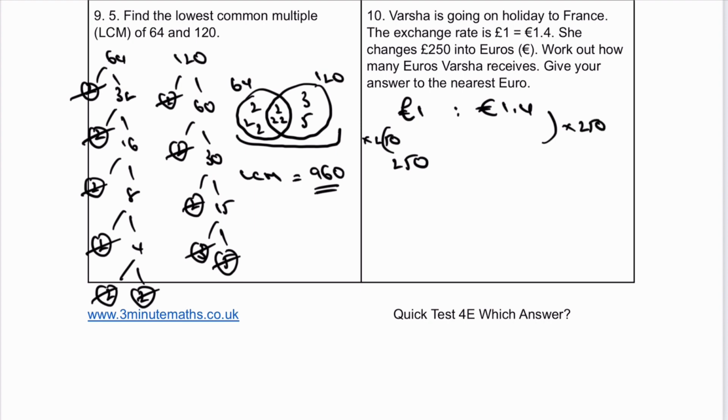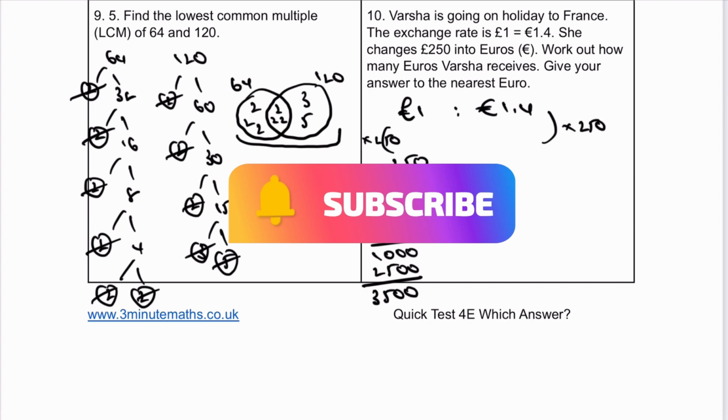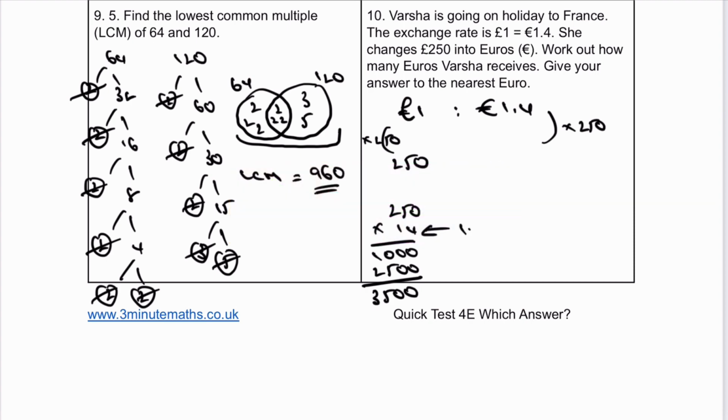Now you might do this slightly differently to me. I would tend to do 250 times 14, and that would give me 3500, but don't forget I've actually got one decimal point, because this would actually be 1.4, so I move it back one decimal point, so my answer is going to be 350 euros. Okay, and that would be the answer to question number 10.